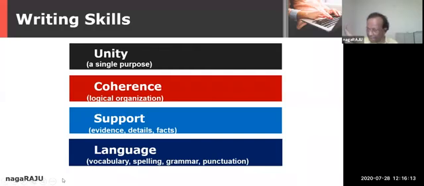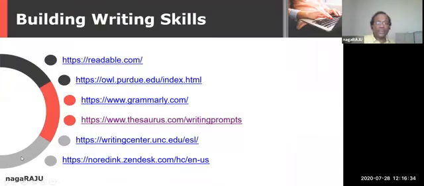Your language may be excellent, but organization is not there. First. You are perfectly structured, but in bad language, no. All these 4 things must be there. So whatever you write is evaluated on a yardstick of these 4 points. Keep that in mind. So coming back to this, so these are the various websites.